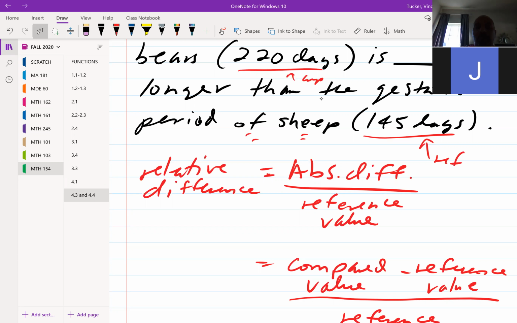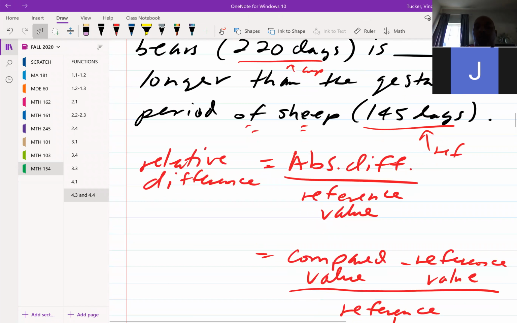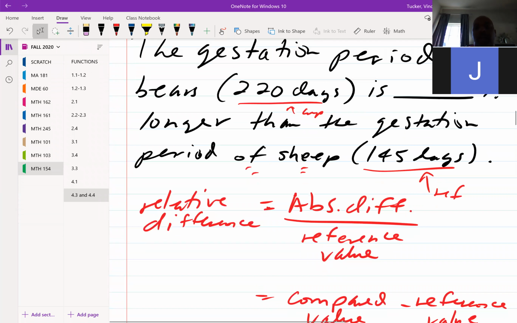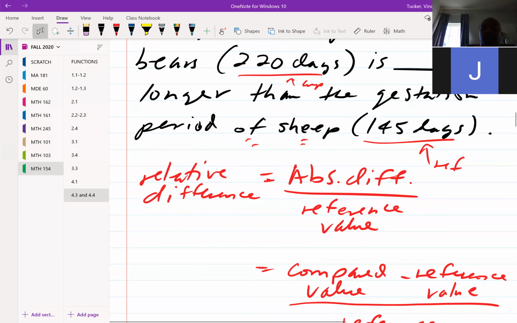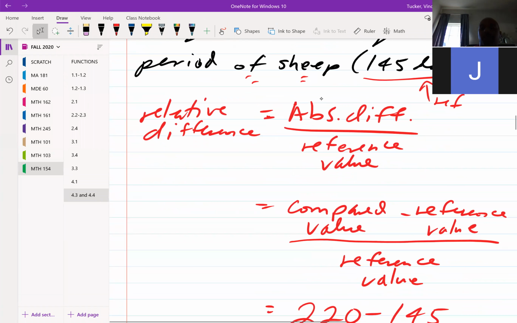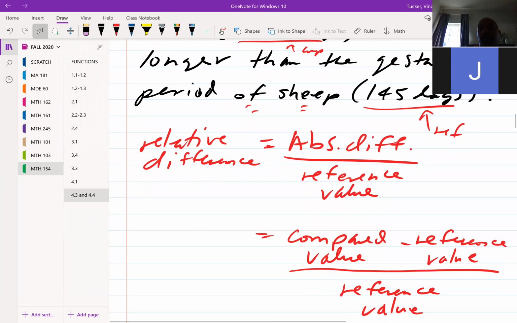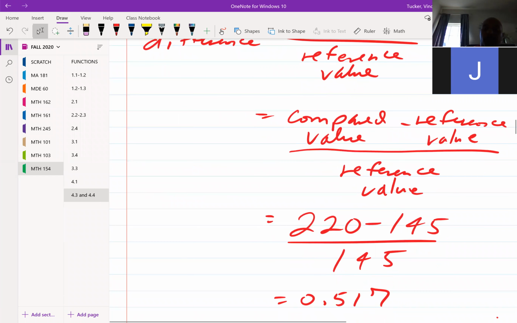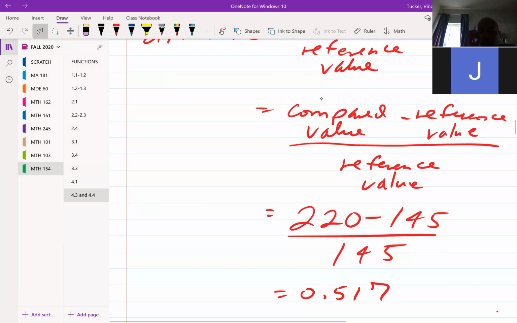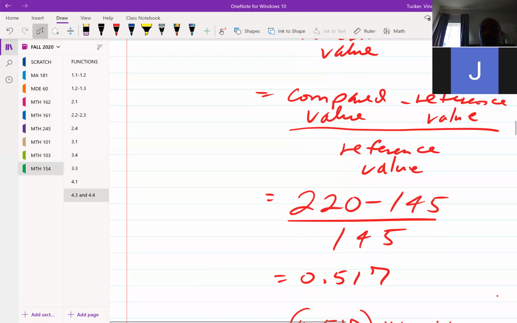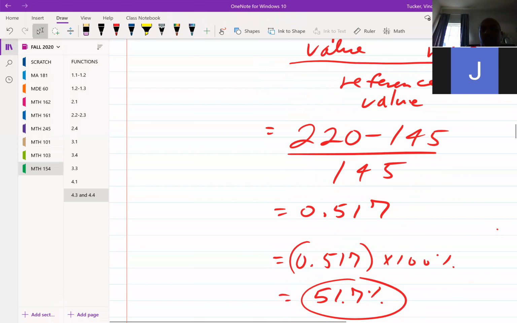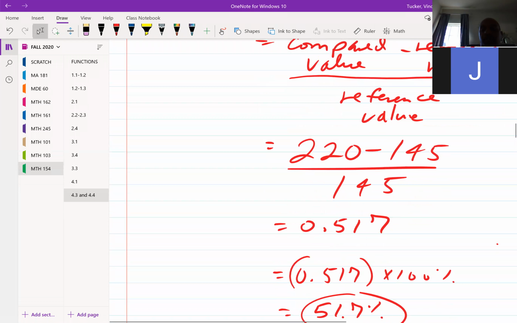The reference value in this case is the 145 days because we're saying that bears' gestation is going to be a percentage longer than the period of the sheep. So we're comparing the bears to the sheep. Your bear will be your compared value, your sheep will be your reference value. That would be your 220 minus 145 over 145, and multiply that by 100, and that'll give you 51.7%.